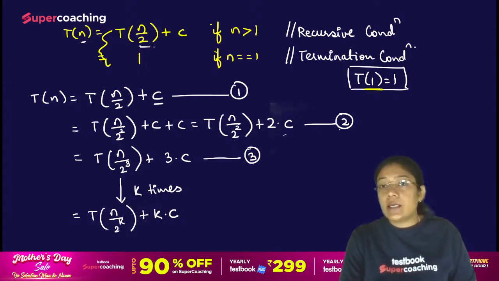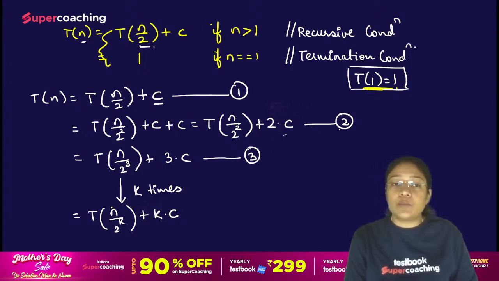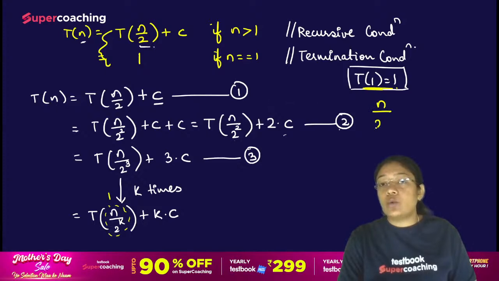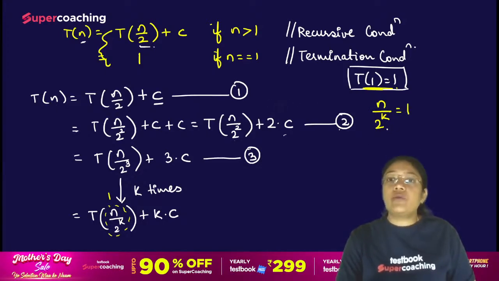Termination condition: T of 1 is equal to 1. So this means that I want this term to be equal to 1. कैसे करेंगे? n by 2 raised to power k हमें क्या चाहिए? 1. From this, can you find out the value of k in terms of n? Yes, let's simplify it. So it comes out to be 2 raised to power k is equal to n.